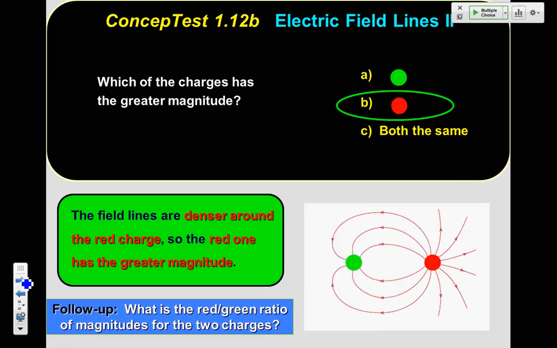I think that was the last one. Oh, and the ratio of the red to green? Anybody want to venture a guess? 2 to 1, right. So if this charge is negative 5, this one is plus 10. All right, let's do one more.